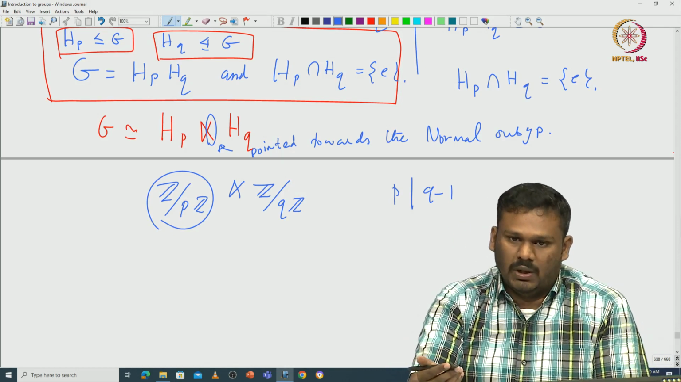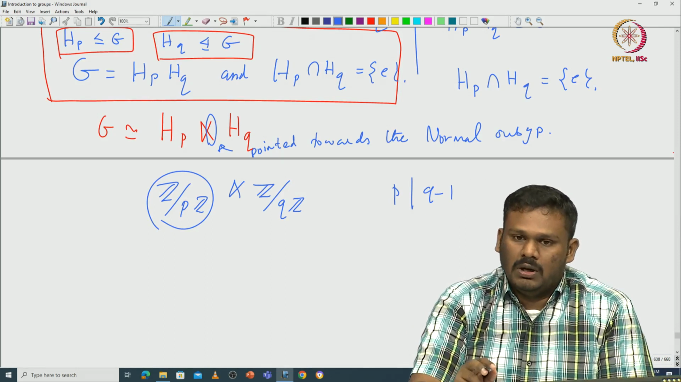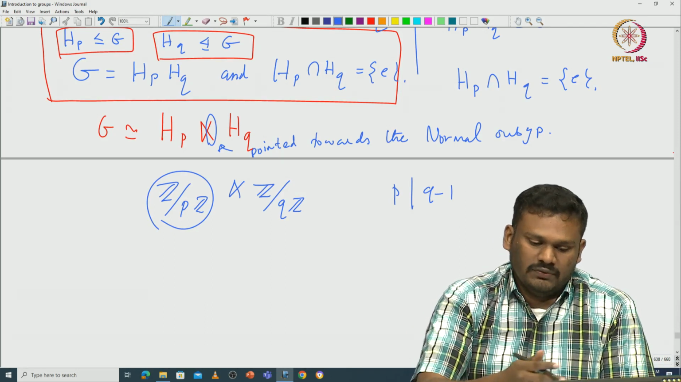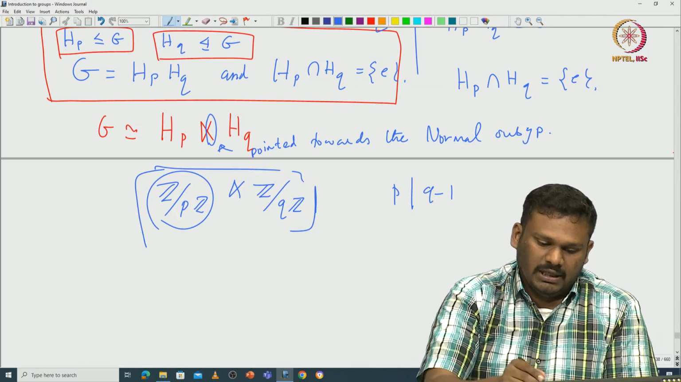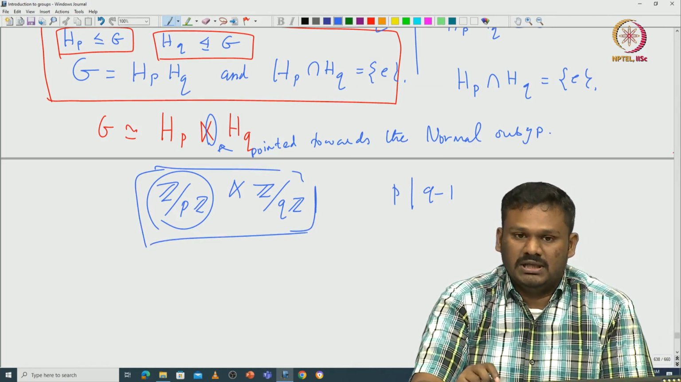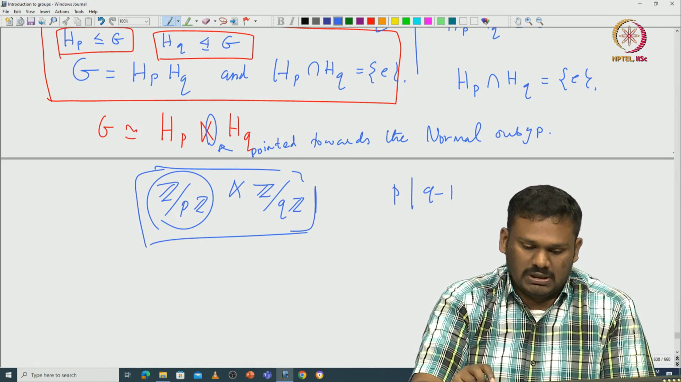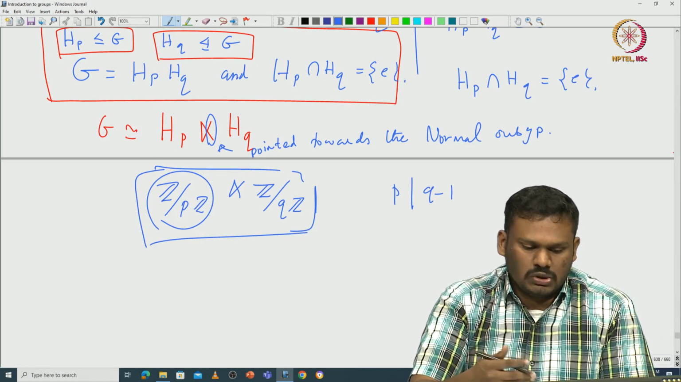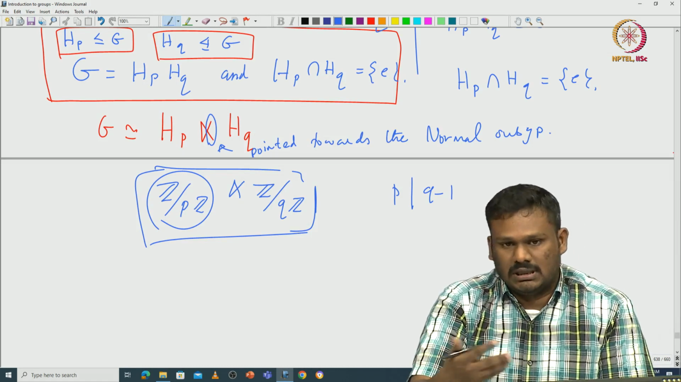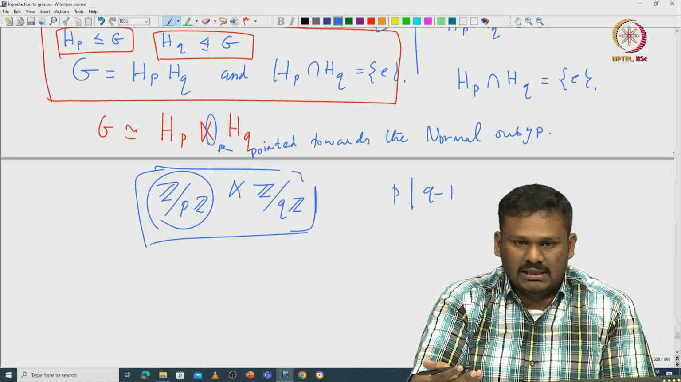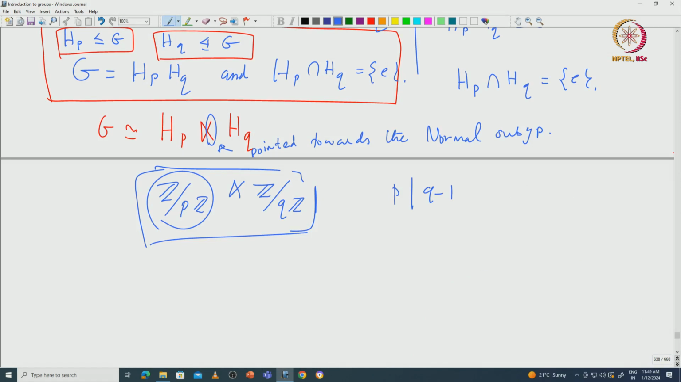So there is only one non-abelian group of order PQ, which is exactly given by this unique semi-direct product of Z modulo PZ and Z modulo QZ. G is also called an extension of Z modulo QZ by Z modulo PZ. Basically we are saying that there is only one extension possible for these particular groups.